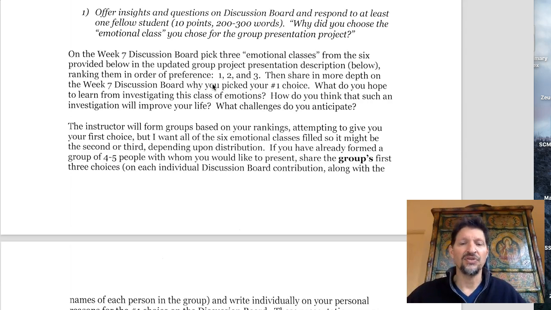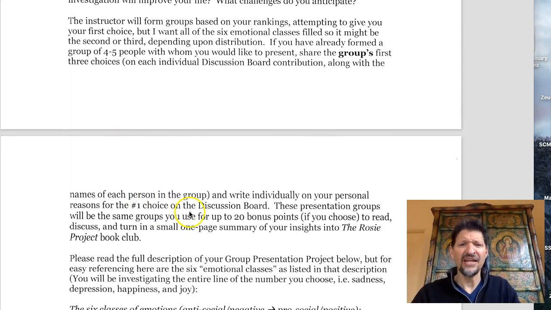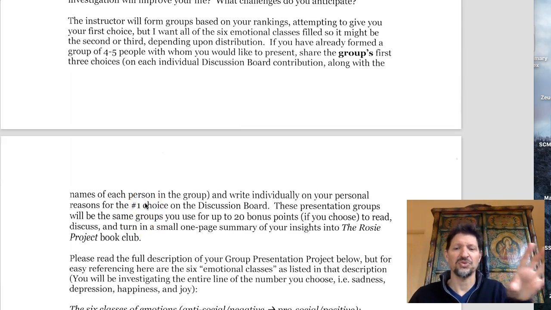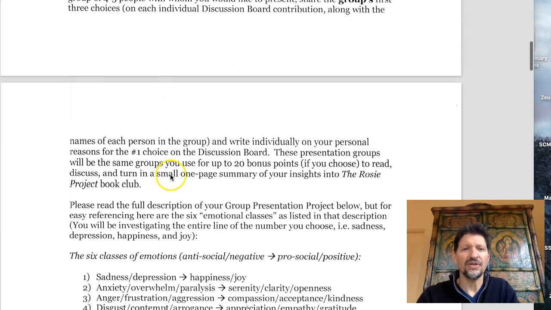If you have already formed a group of 4 or 5 people with whom you would like to present, share the group's first 3 choices. Talk to them, decide on it together, then share each of you individually the group's first 3 choices, listing all the names, okay? And then talk about your personal reasons for the number 1 choice for your group on the discussion board. Again, here are the guiding questions, basically. And by the way, this will be the same group presentation groups you will be using for the 20 bonus points, okay?